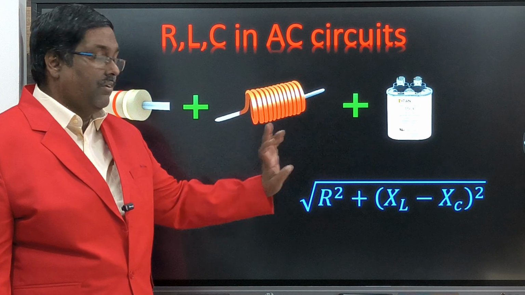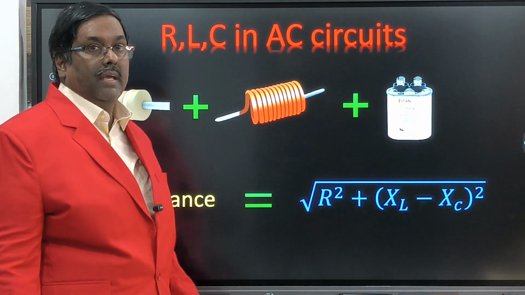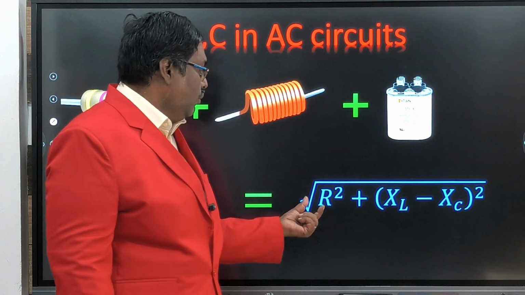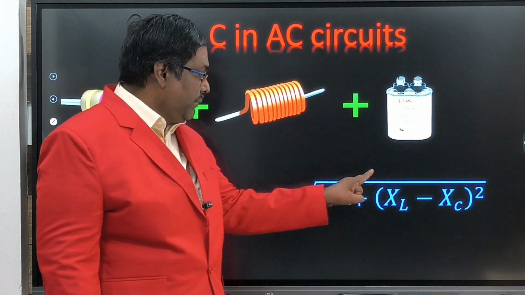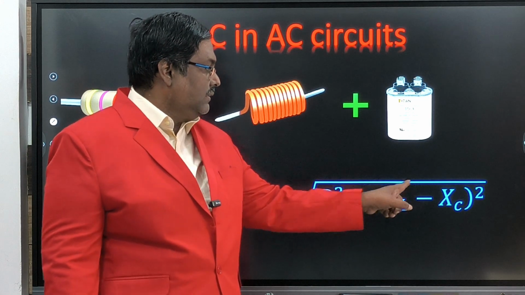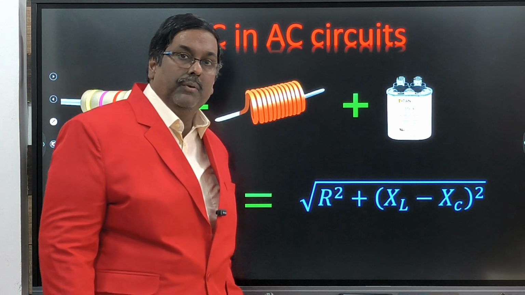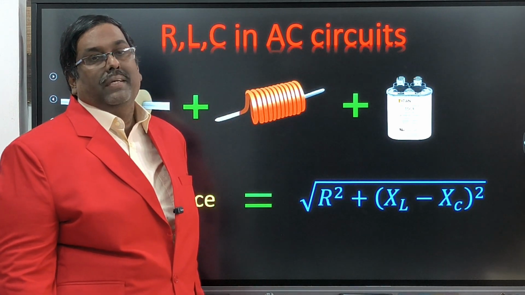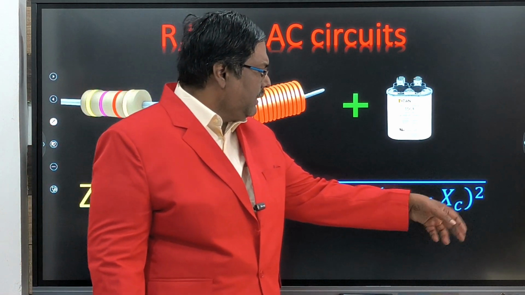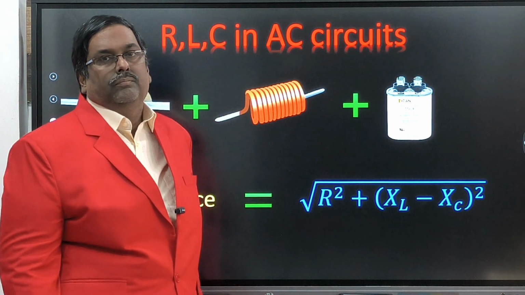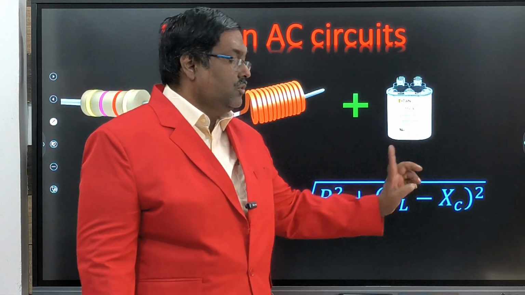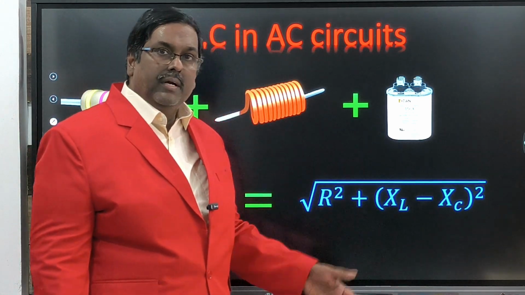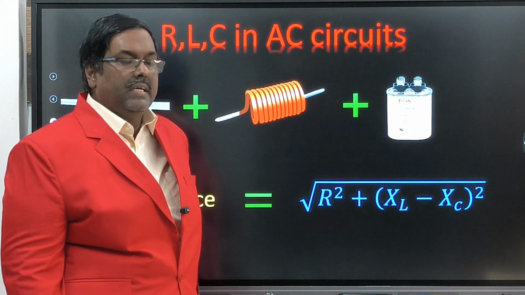I don't want to explain how the formula comes, but this is the formula. Impedance equals the square root of R squared, where R is the resistance value in ohms, plus, inside the bracket, the difference: inductive reactance, which is always in front, minus Xc, the capacitive reactance, all squared. If the capacitive reactance is 0, you can put 0 and take only the inductive reactance. Or if the inductive reactance is 0, you use only the capacitive reactance. But whatever it is, the squared result will be positive only, even if it is a minus.